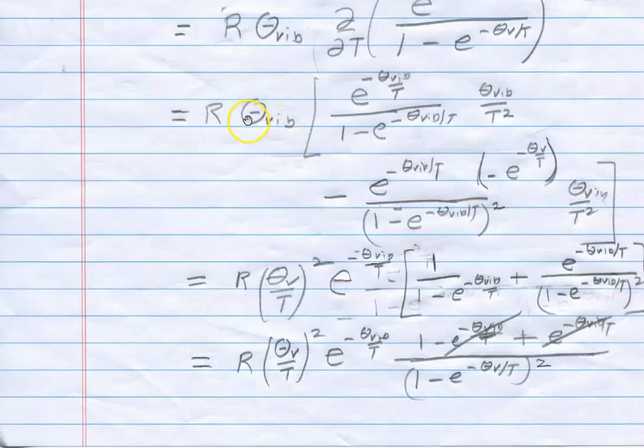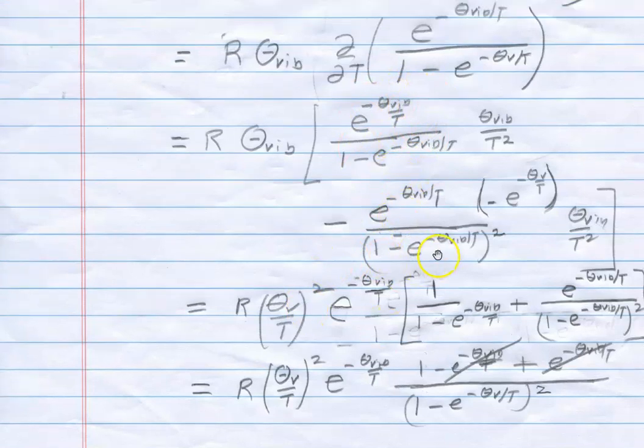I can pull out lots of constants, and you'll notice I've got a theta vibration over T squared in both terms. So I pull that out and combine it with this term to get theta vibration over T, the total quantity squared. And then I also have this exponential factor that I can pull out. So this one I pull out everything except for the 1 over 1 minus e to the minus theta vibration over T. And in the second term, I've got a minus, so that gives me a plus here. I pulled out this one, but I'm still left with this one here. So on top, I've got e to the minus theta vibration over T. And then on bottom, I've got the square of this.